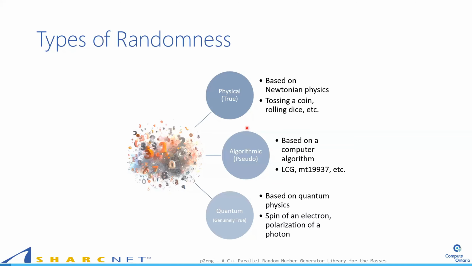In the world around us, randomness is everywhere. But is it truly random? To answer that question, we need to know the sources of randomness. Physical randomness is based on Newtonian physics, like tossing a coin and rolling dice. Some like to think physical randomness has better random quality, and that's why it's also known as true randomness. But that doesn't have a scientific basis.